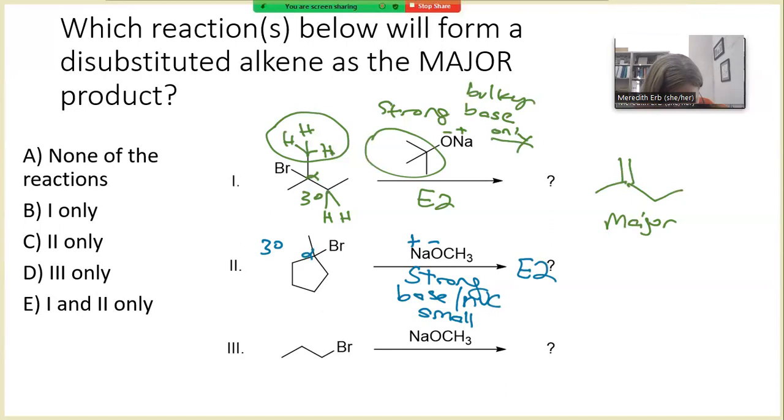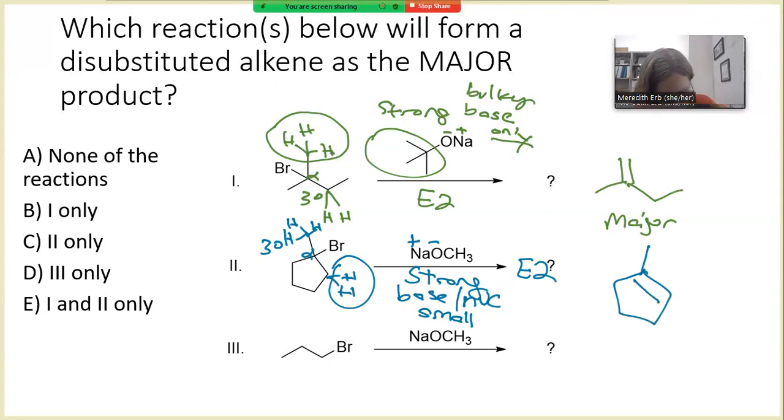So if we think about the hydrogens available to us, we have these options. A small base will be able to fit in to reach these hydrogens on a secondary carbon. So we'll be able to form the Zaitsev product in this instance. And our Zaitsev product will look like this.